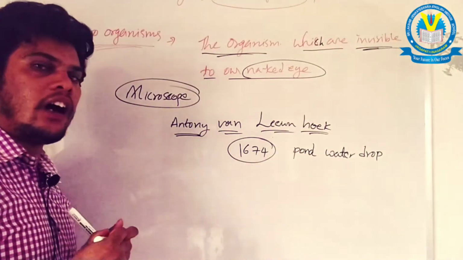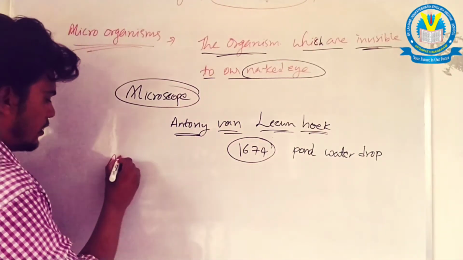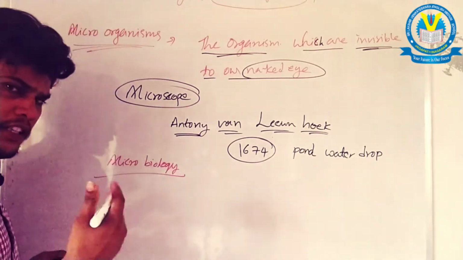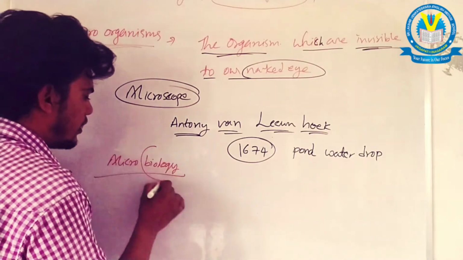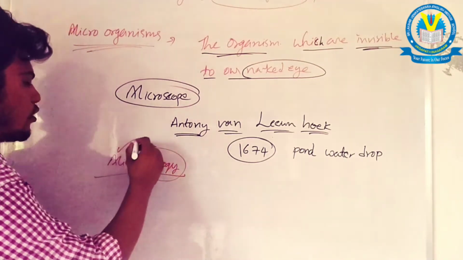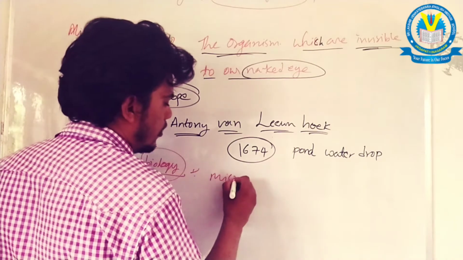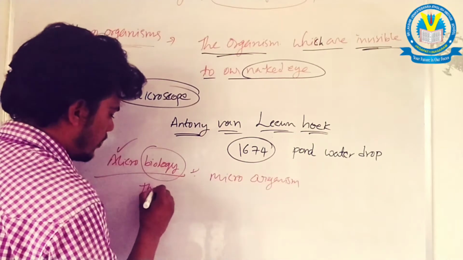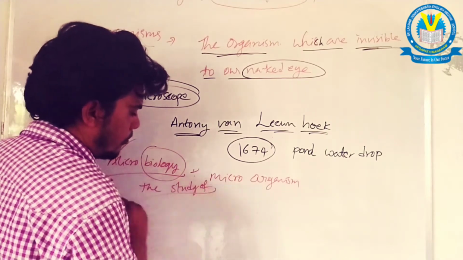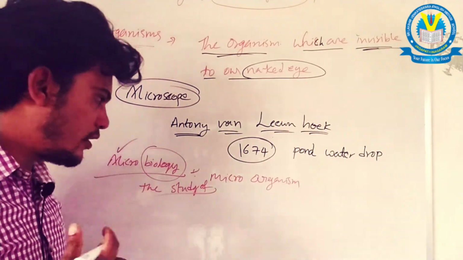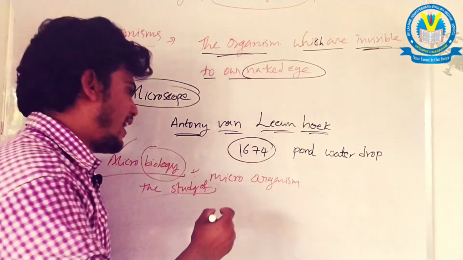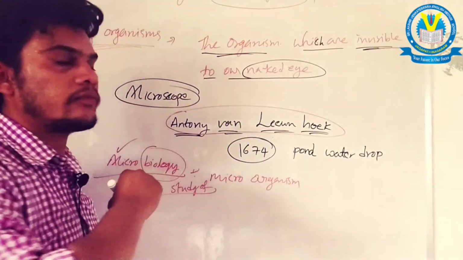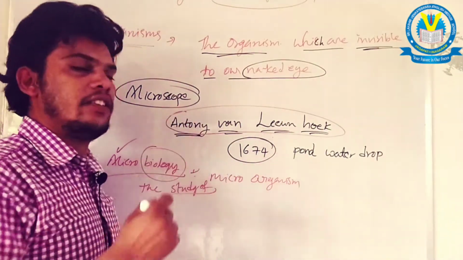So he is the founder of microbiology. What is microbiology? We know biology, but what is microbiology? Biology means the study of living organisms. Micro means the study of microorganisms. So the study of microorganisms started with the observation of Antony van Leeuwenhoek in the year 1674.